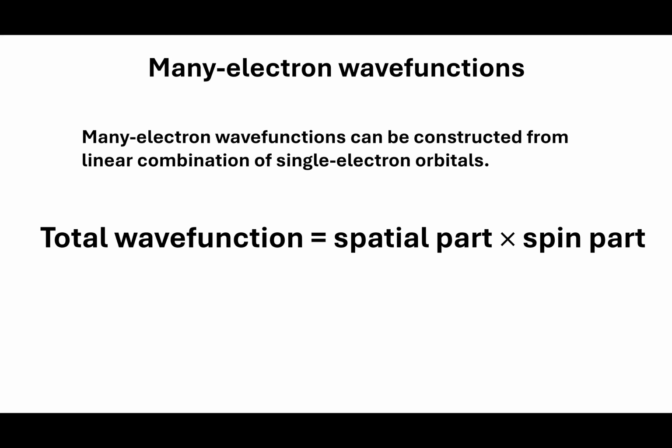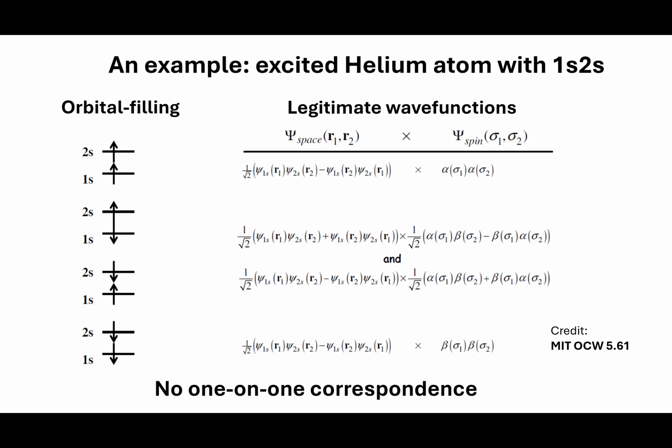The total electron wave function contains both the spatial part, relating to the orbitals, their orbital shape, how big they are, how localized they are, what kind of shape they have, and the spin part, which is also a function. Let's accept this. And this is an example of an excited helium atom, probably the simplest excited system we can ever have. The left column is the orbital filling picture, which we have been very used to.